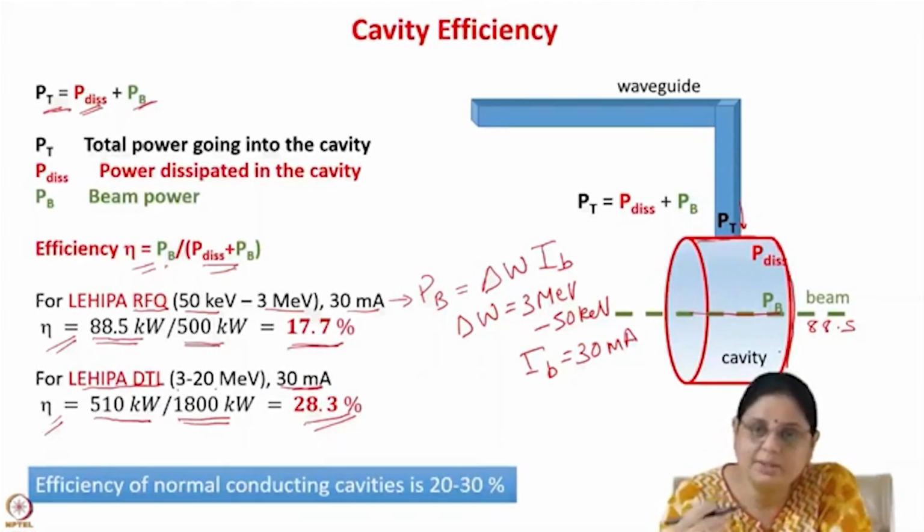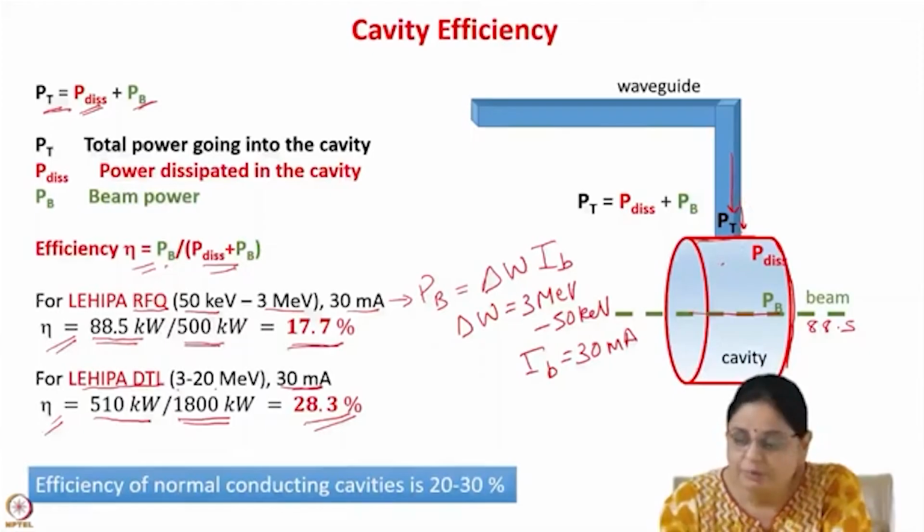walls. This is dissipated in the form of heat, and it has to be removed because it is a huge amount of power. If it is not removed, it will cause heating of the cavity, and when the cavity heats up, its dimensions change. You know that the frequency of any mode depends upon the dimensions of the cavity. So the dimensions will change, and the resonant frequency of the cavity for that mode will change. The power coming from the waveguide is at a fixed frequency, whereas the resonant frequency of the cavity has changed. So the power will be reflected back.